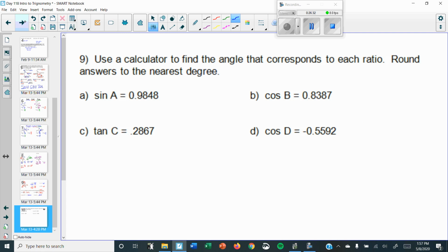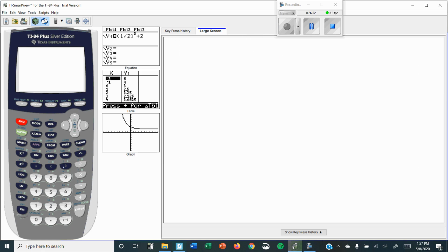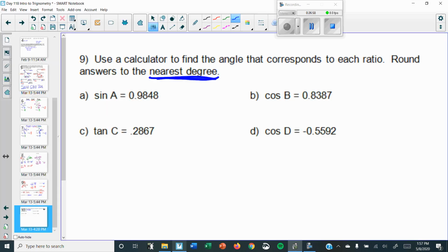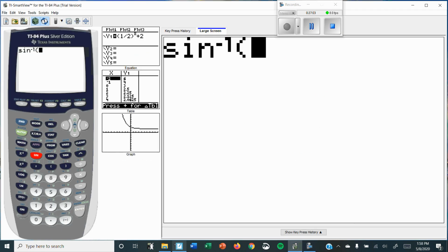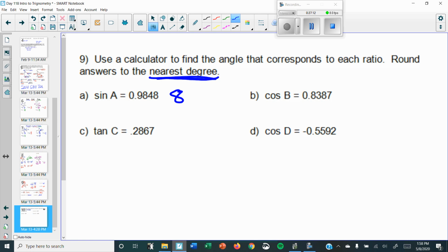And now let's just go backwards. So now they're giving me the trigonometric ratio, and they want us to find the angle to the nearest degree. So now that we're finding an angle, instead of typing in a fraction, we're just typing in a decimal. Remember, when they give you the ratio and you want to find an angle, you have to press second whatever that trigonometric ratio is. So second sine 0.9848. You get 79.9. Well, they told us to round to the nearest degree, so that's 80 degrees.